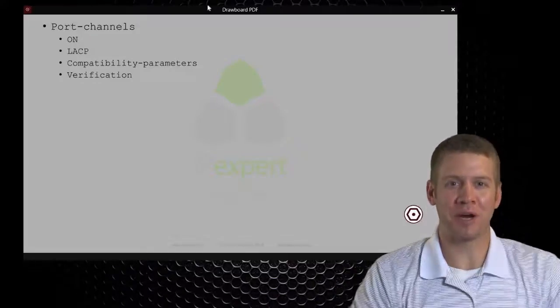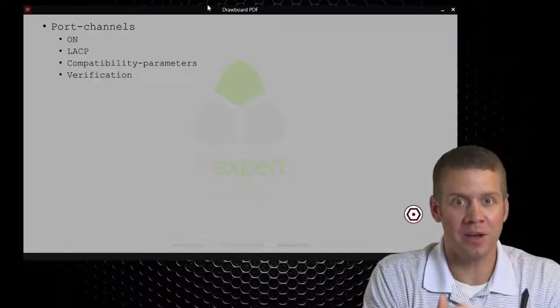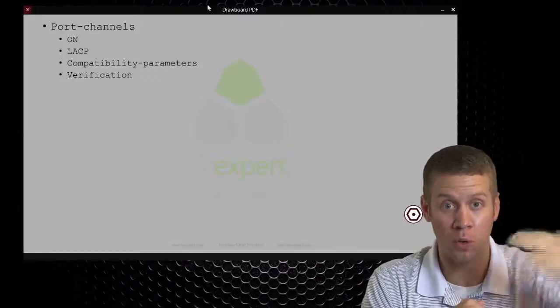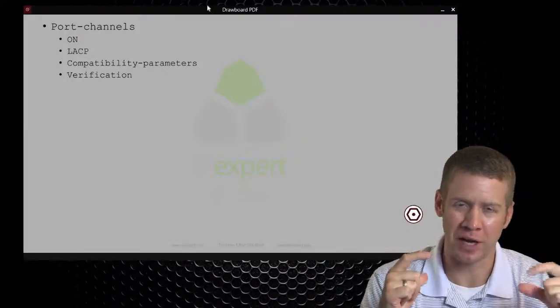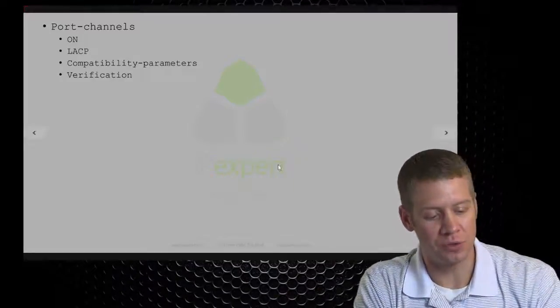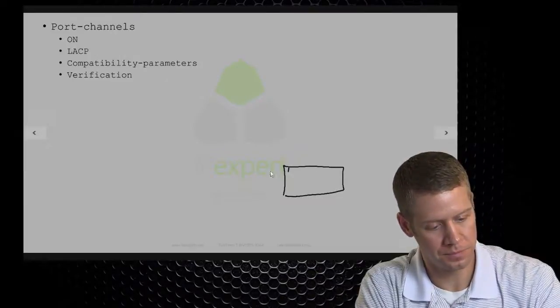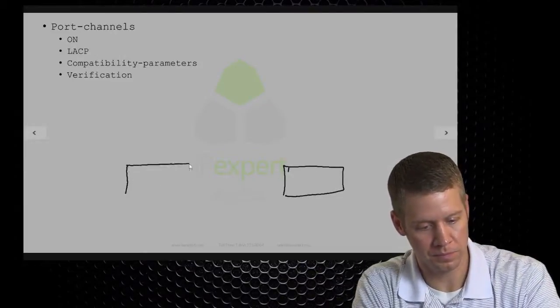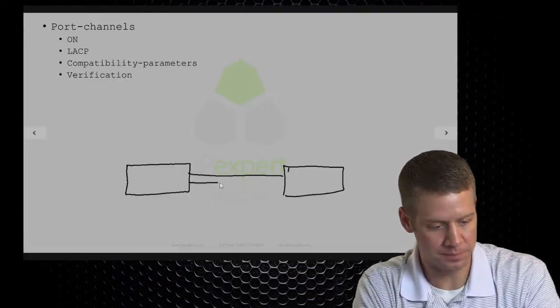So let me just kind of break it down for you. Port channels are a way we can logically bind two or more physical interfaces together to form one logical interface. Now, I may have said that wrong, so let's draw it out. Say we have two switches, and we have two links in between them.